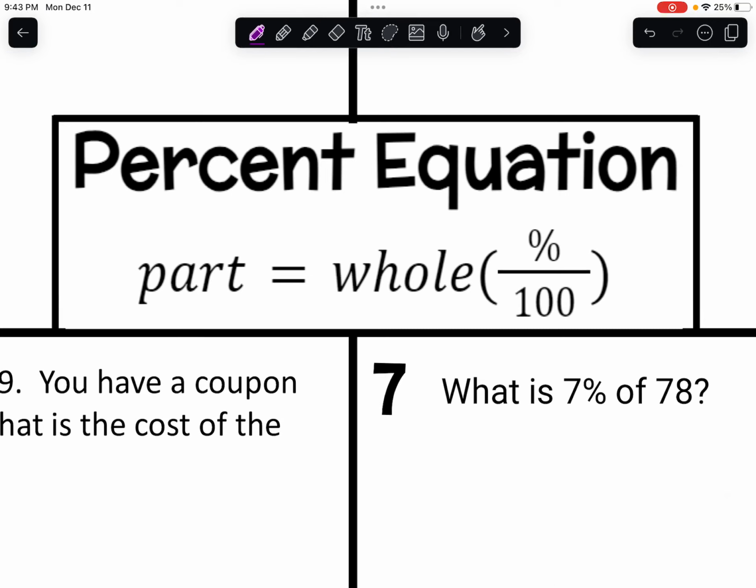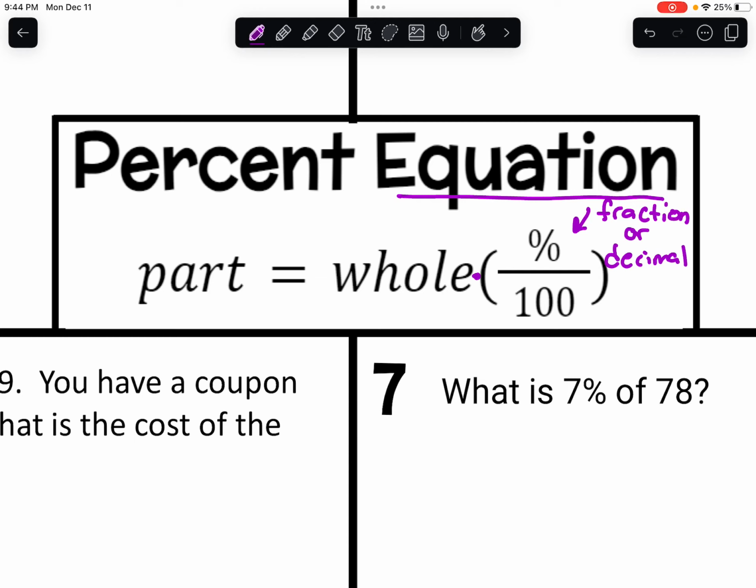The percent equation is a beautifully simplified way to find percents. You used the formula last year. This year we want you to start using the equation because it's a more math mature way. It says the part equals the whole times percent over 100. That's because here you need to have your percent either as a fraction or as a decimal. We don't care which way, just as long as you have it one of these two ways.